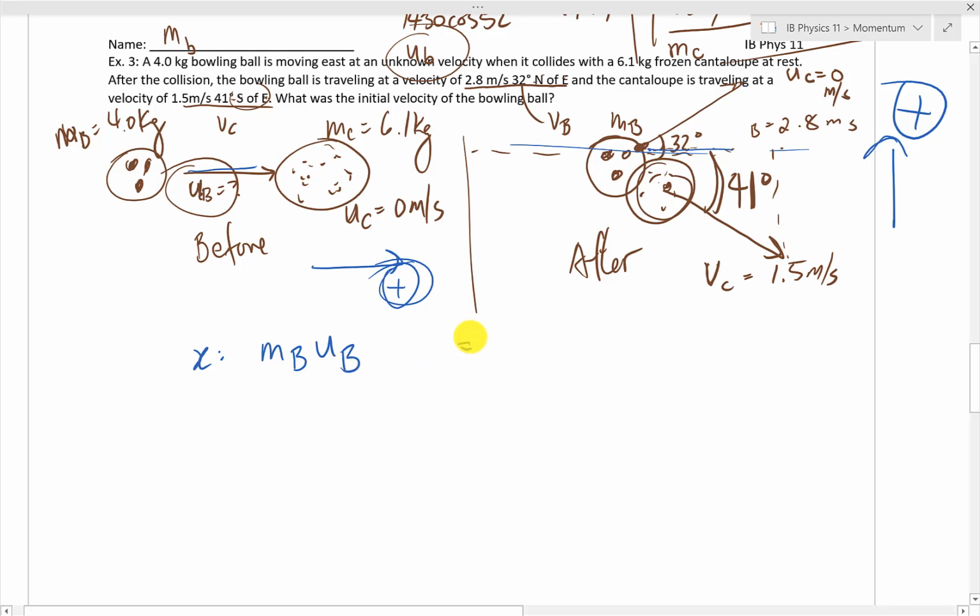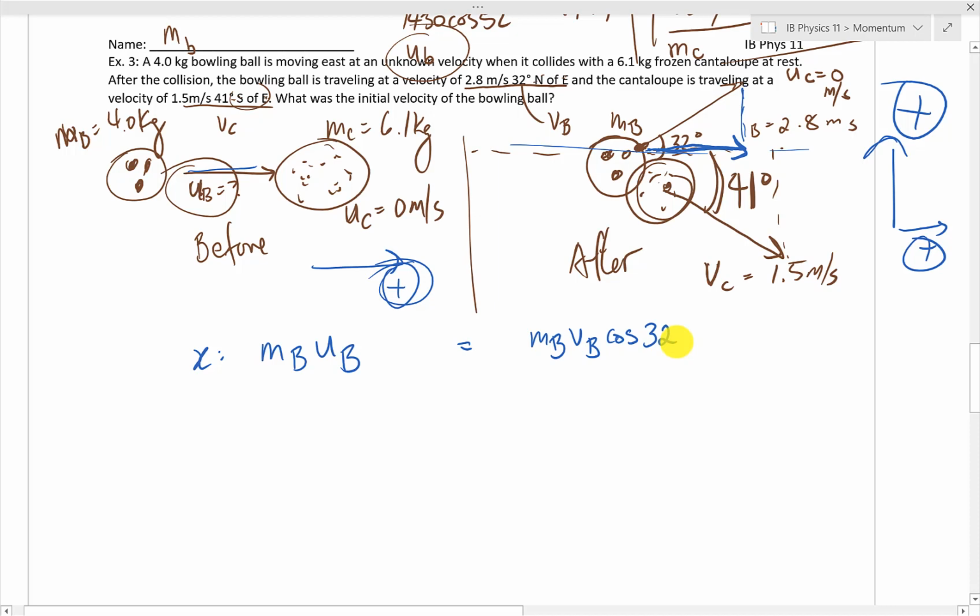After the collision, the bowling ball is going off at a diagonal in which a component of that is going in the x direction, the positive eastward direction. So we need to account for that. With our right triangle, this x component is going to be adjacent to that angle. And that's MB times its final velocity times cosine of 32 degrees, being adjacent.